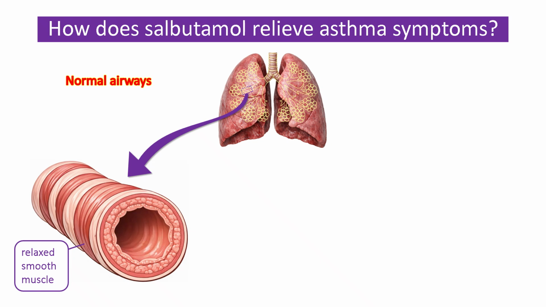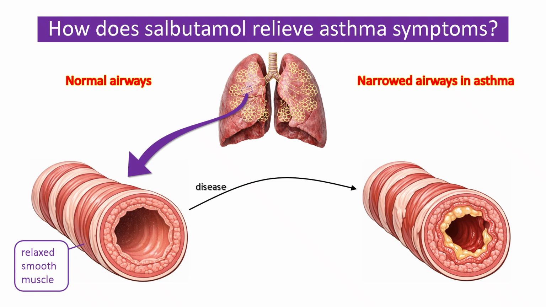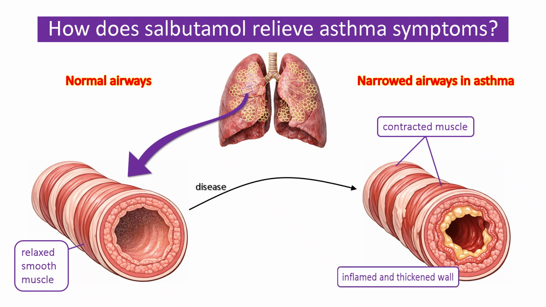Now let's see what happens in asthma. The airway becomes narrowed. The smooth muscle contracts, tightening around the airway. The wall becomes inflamed and thicker, and mucus can accumulate in the lumen. All of these changes reduce airflow and make breathing more difficult.